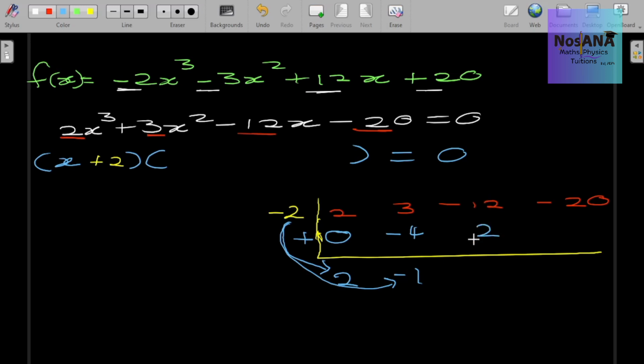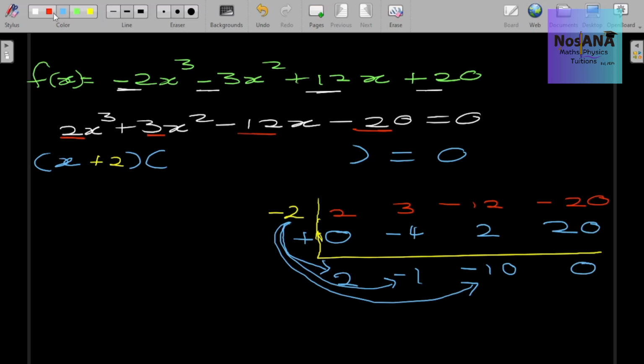And what you do now, you add. So you'll say minus 12 plus 2. What you'll get? You'll get minus 10. Okay, your answer is going to be minus 10. And what you do now, you are going to say again, minus 2 times minus 10, you get what? You get positive 20. And when you say minus 20 plus 20, what you get? You will get 0.